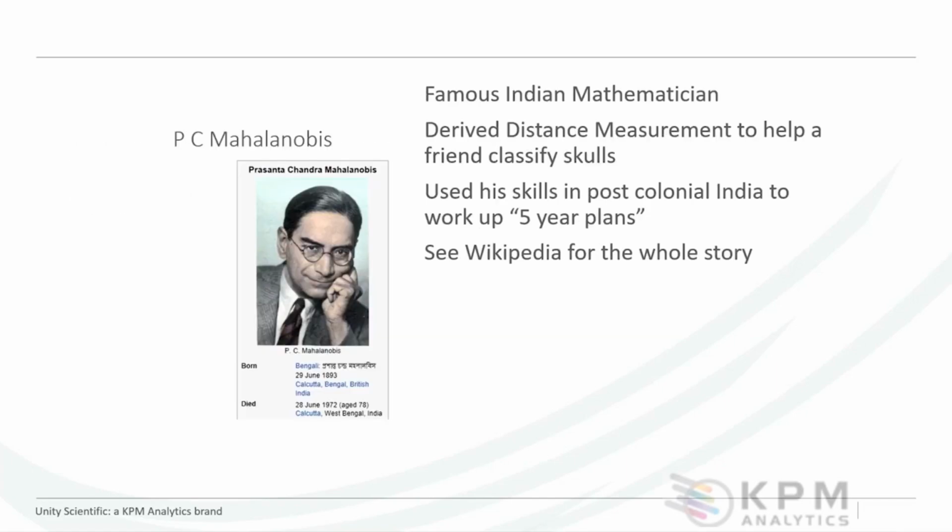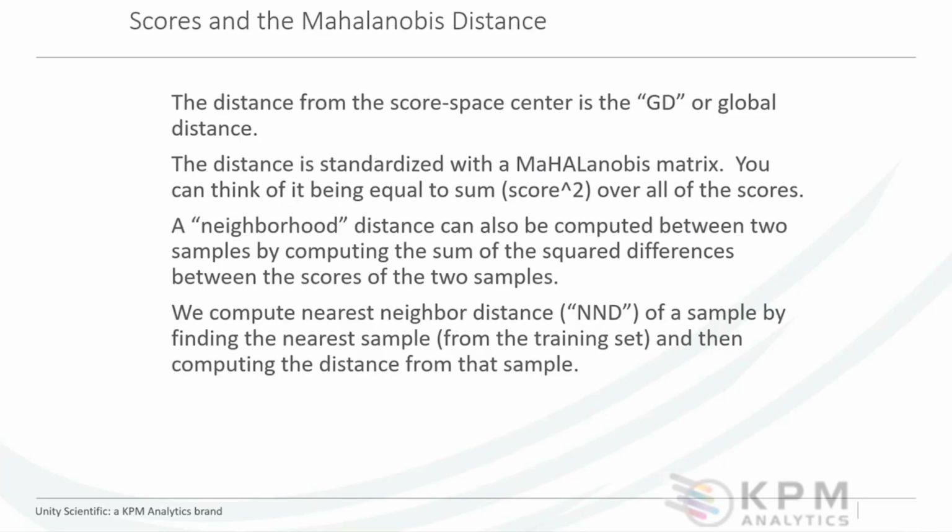A little bit of history quickly. There was a famous Indian mathematician, Mahalanobis. This is also from Wikipedia. He figured out a way to use distance measurements to classify human skulls. So a way to look at the data, multiple measurements, and classify human skulls. And with the Mahalanobis distance, we're working in our mathematically reduced, or score, space, and we are using a standardized measurement in that space.